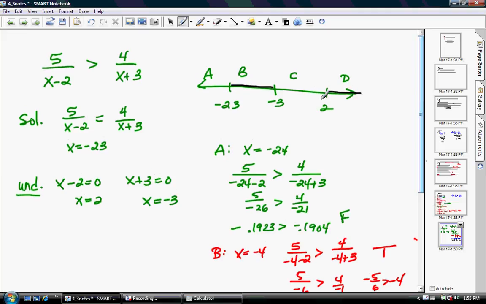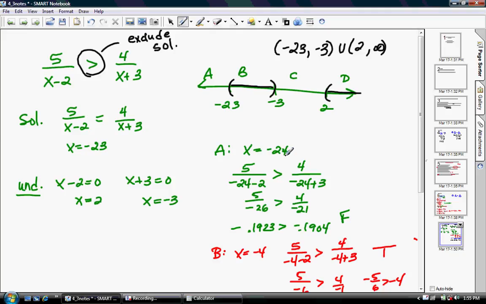And what about our endpoints? Okay, in this case we're strictly greater than, which means we cannot even include, we have to exclude the solutions, right? So we're excluding the solutions as well as where it's undefined, so all the symbols are going to have parentheses in this case. So our interval would be from negative 23 to negative 3, union 2 to infinity.